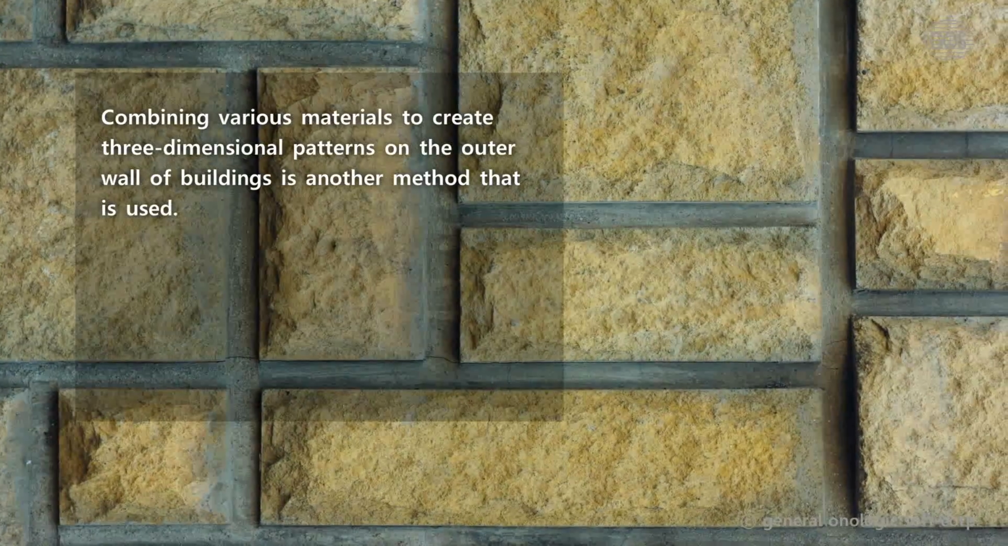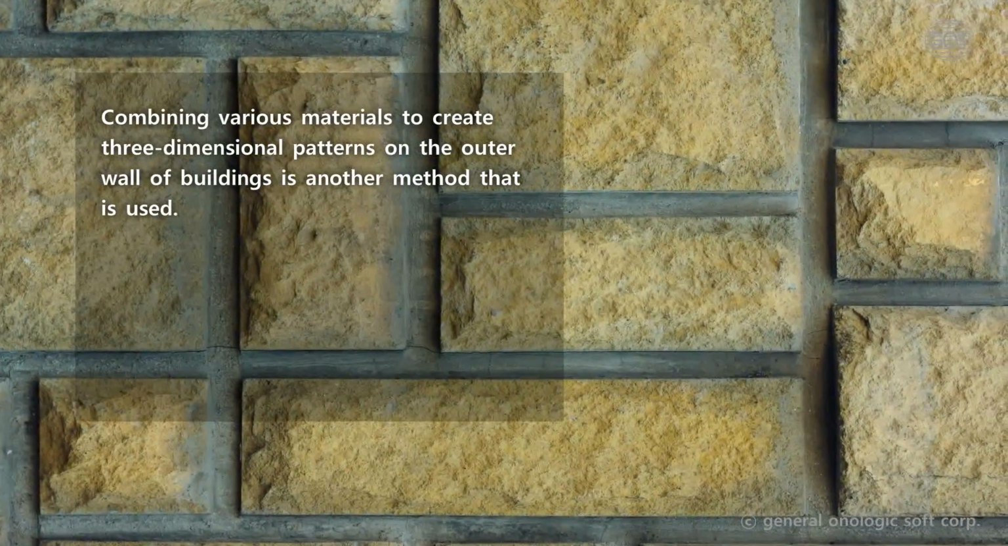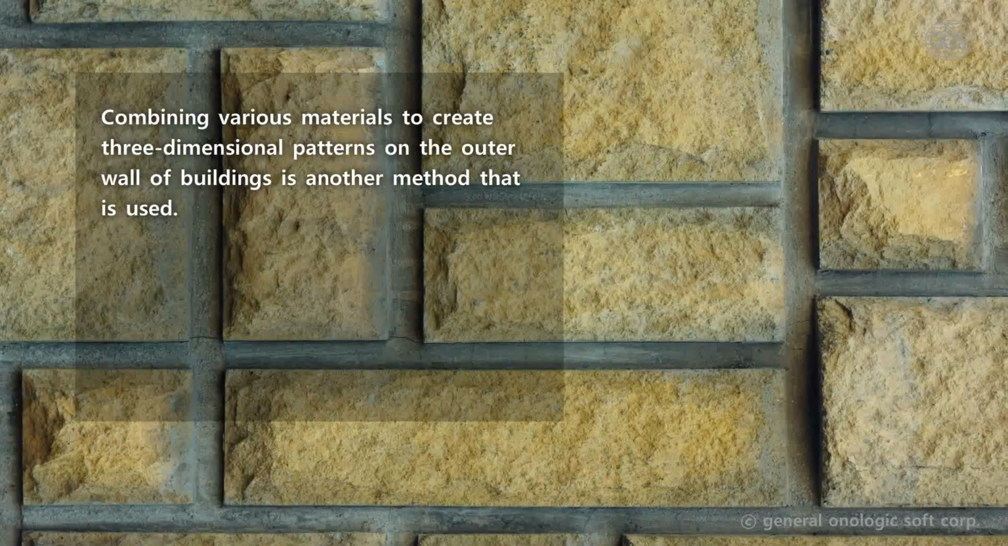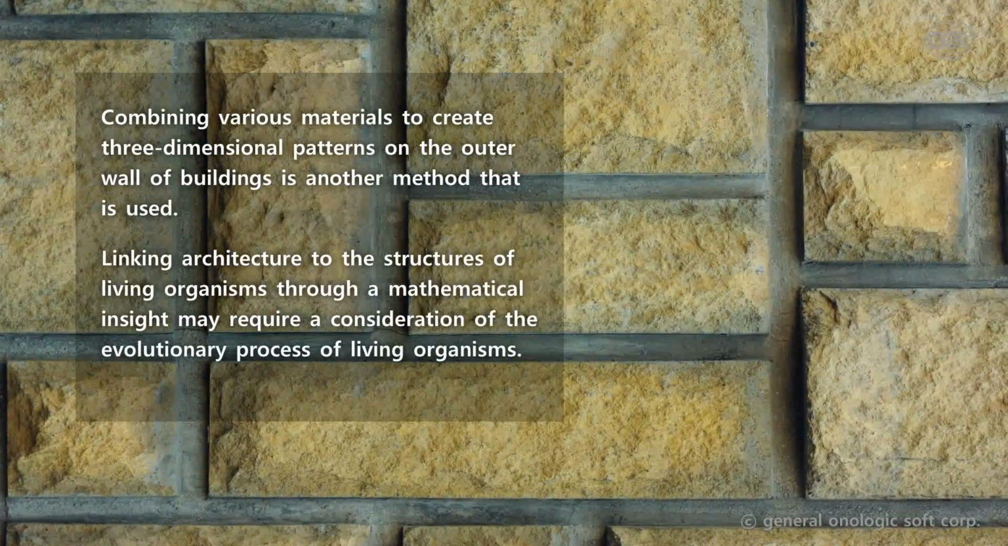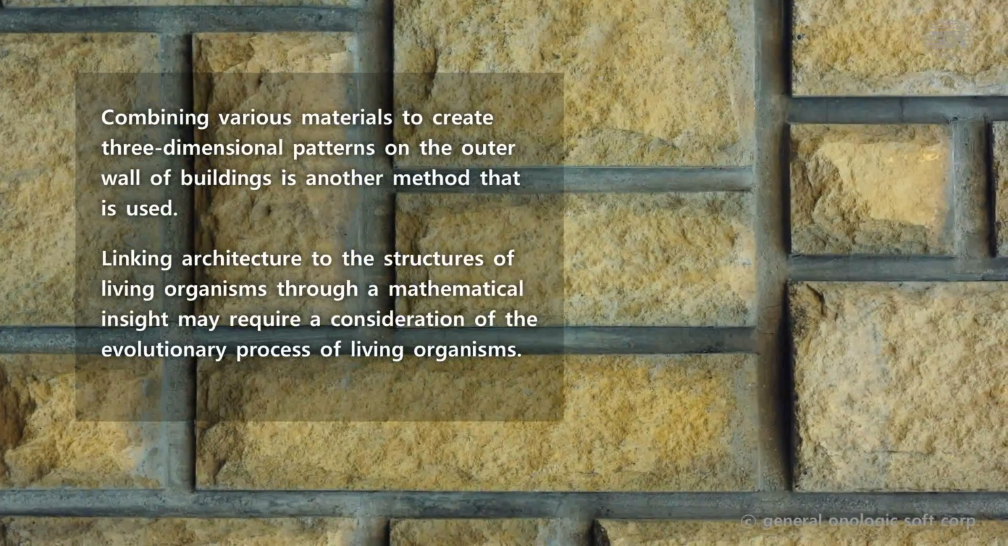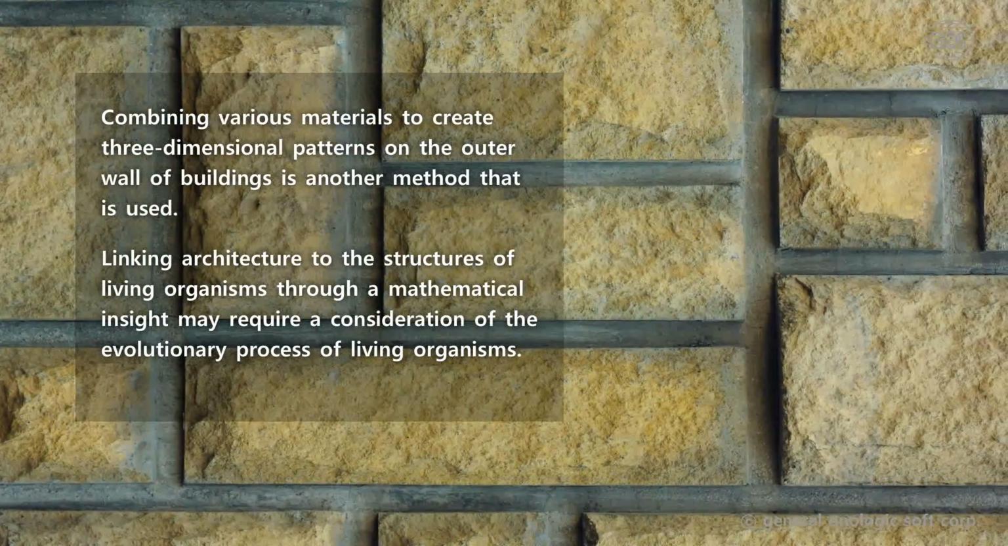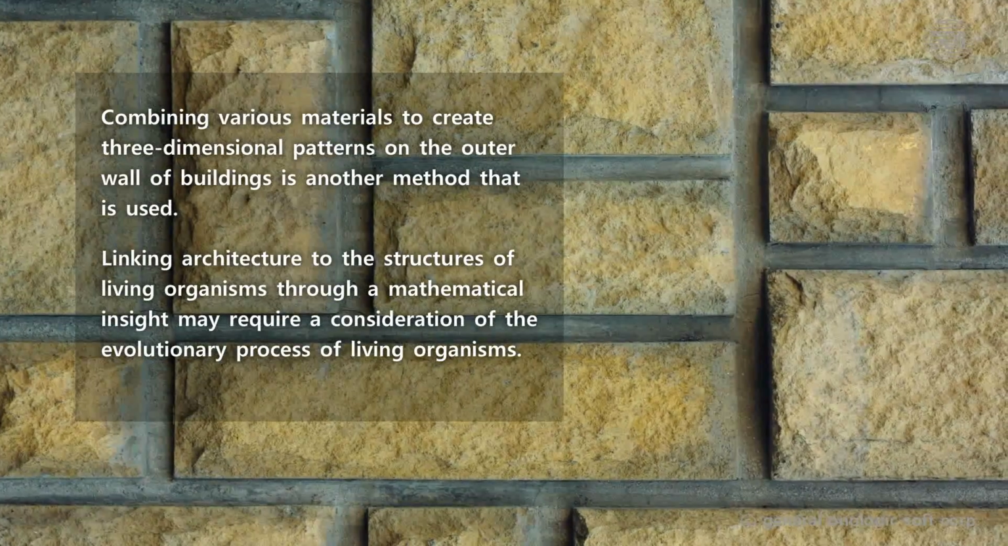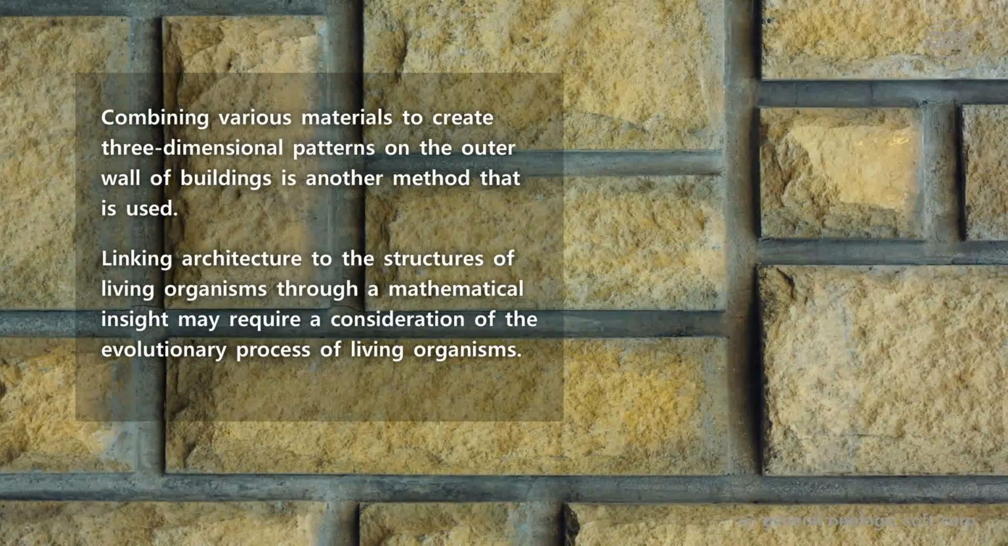Combining various materials to create three-dimensional patterns on the outer wall of buildings is another method that is used. Linking architecture to the structures of living organisms through a mathematical insight may require a consideration of the evolutionary process of living organisms.